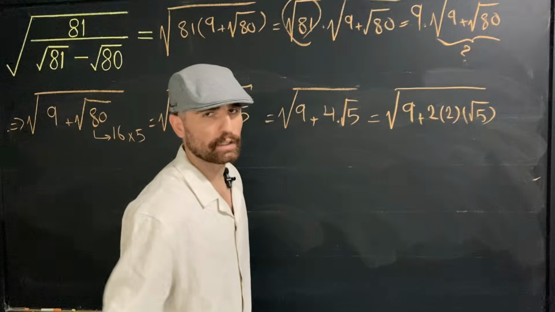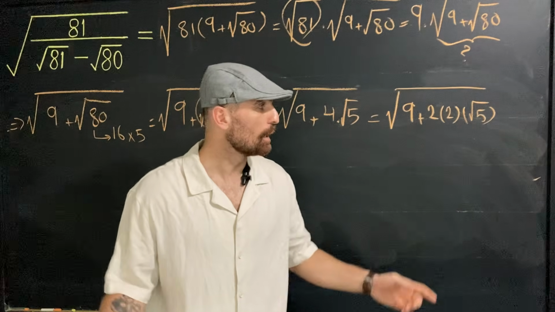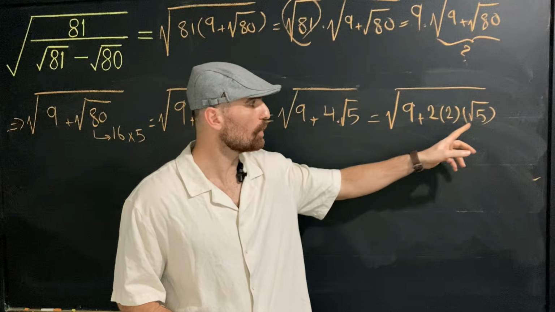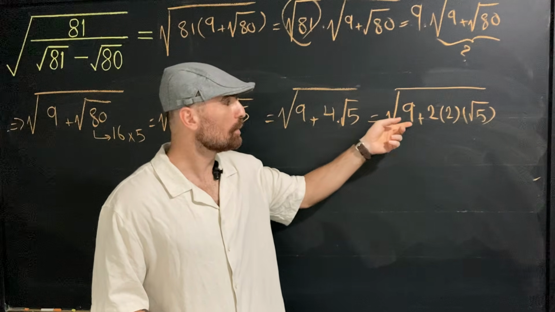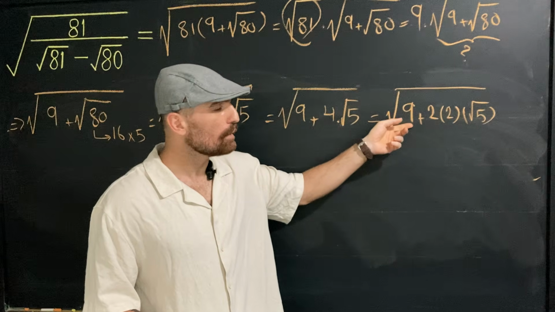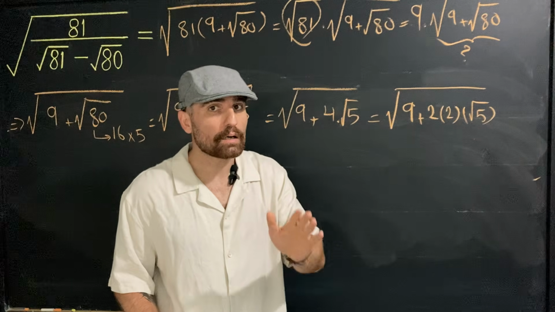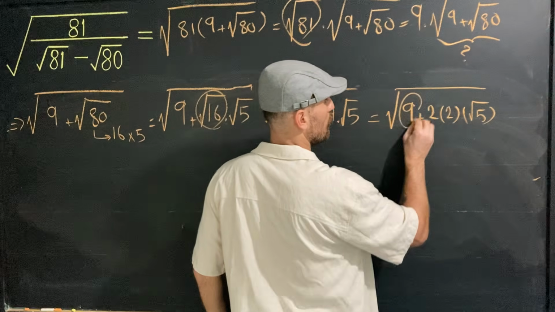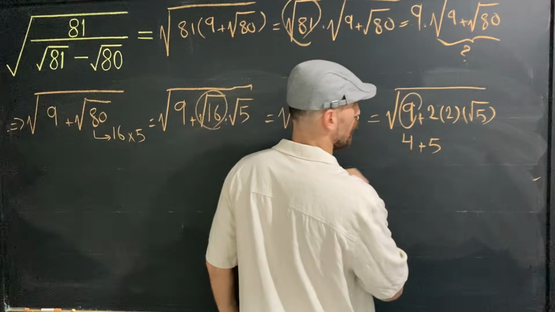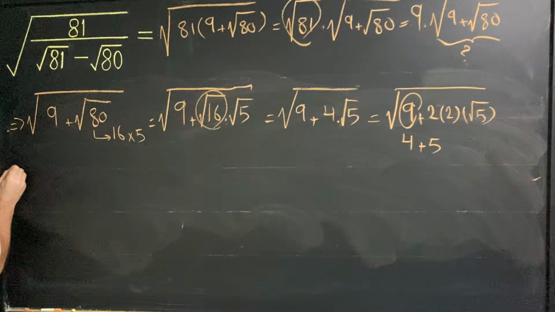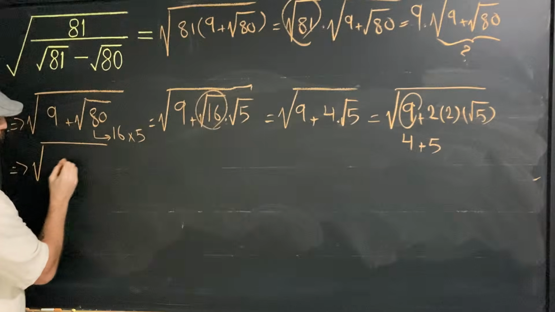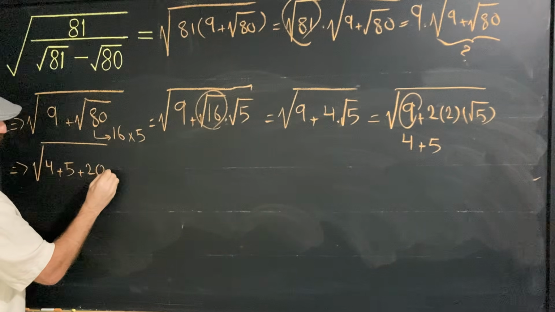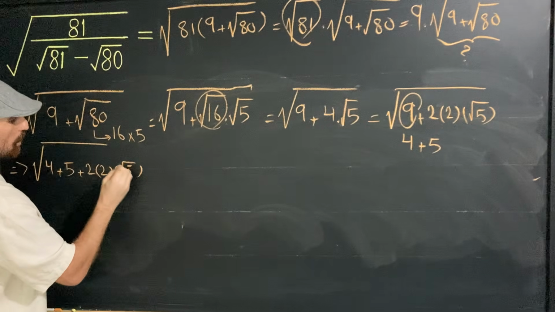Now look carefully. What is our next step? Here we need to be a little bit tricky. We have 5, we have 2. This is 9. 9 can be written in the form of 4 plus 5. So I'm going to rewrite 9 as the sum of 4 and 5. Let me rewrite it. 4 plus 5 plus 2 times second root of 5.